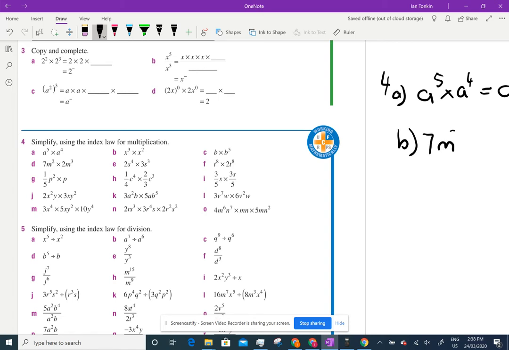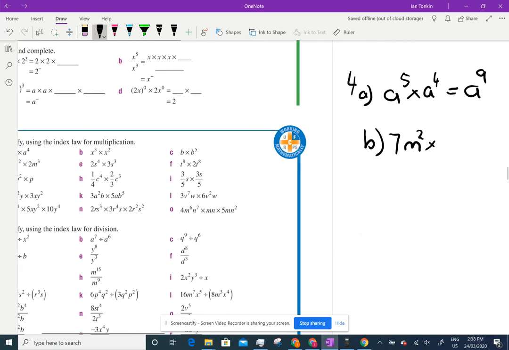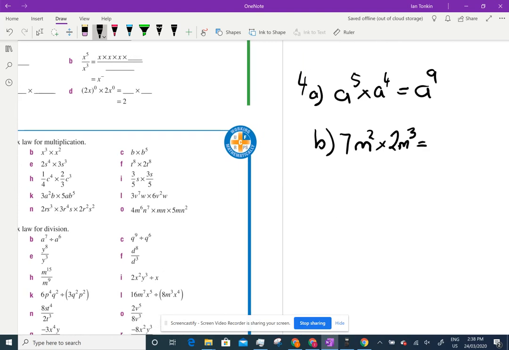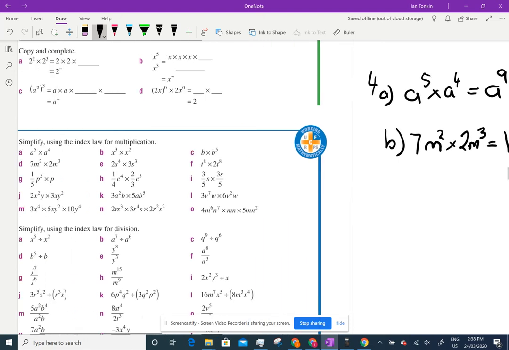B, 7m squared times 2m cubed. Oh, 7 times 2, do that on my calculator. No, I don't need it. 14. And then I've got the same base, and I just add those powers, m to the 5.